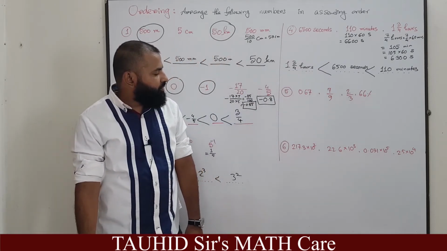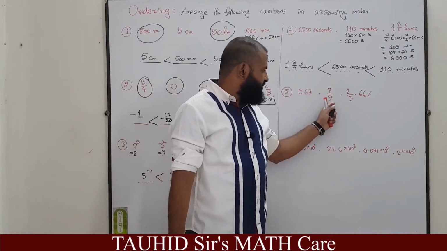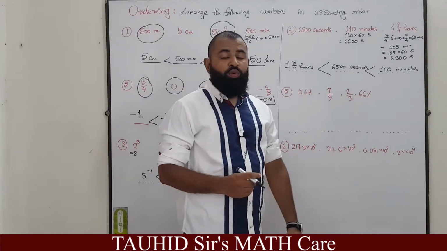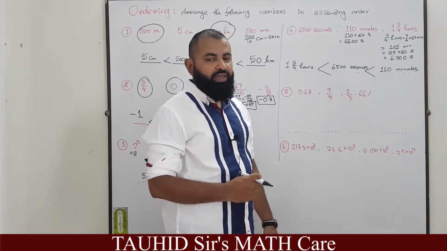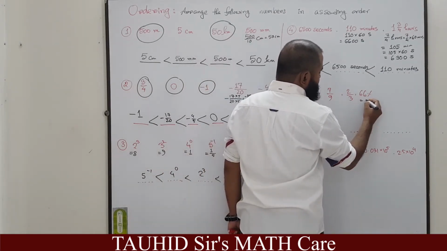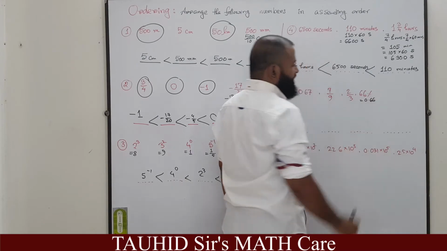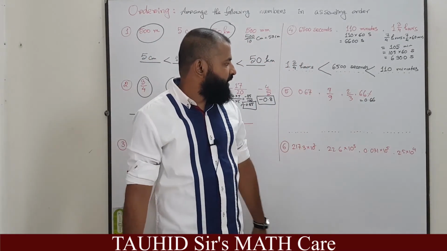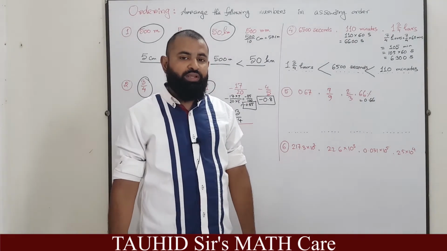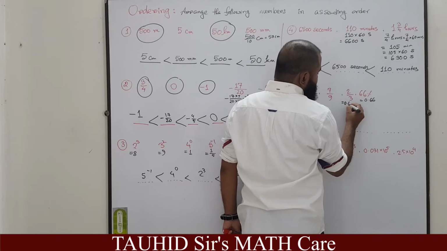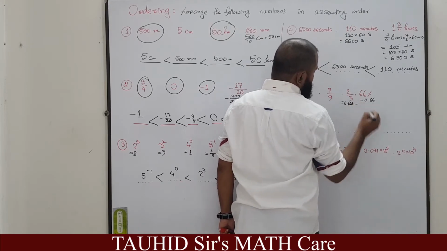Question number 5: 0.67, 7 by 9, 2 by 3, 66%. Here we will convert all of these to decimal form. 66% means 0.66, because you know that percentage means 1 by 100. If we divide 66 by 100, we will get 0.66. 2 by 3 means 0.666 and it will continue.